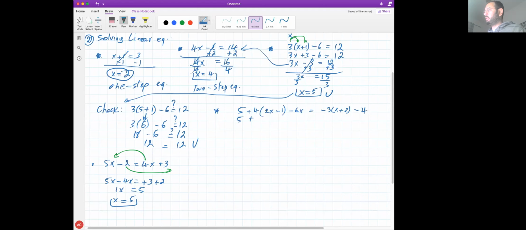5 stays the same. Positive 4 times 2x, that's 8x. And minus 4, minus 4. And minus 6x equal to minus 3x. That's right. Then on the other side, I'm also going to start doing the same thing. I'm going to distribute the parentheses and see if we have any like terms. So this will be minus negative 3x, minus minus 6, minus 4. Back to this side now.